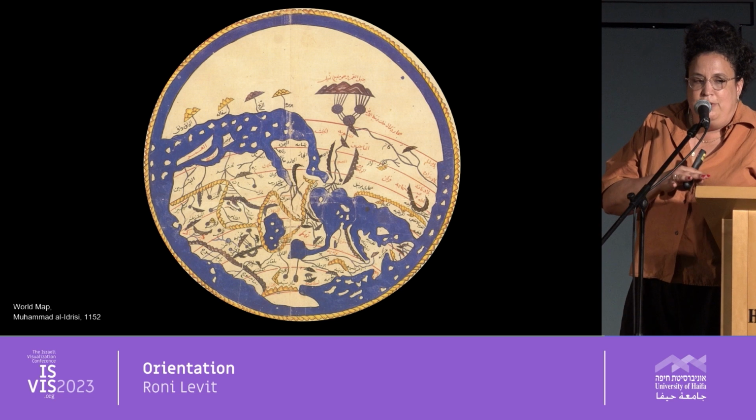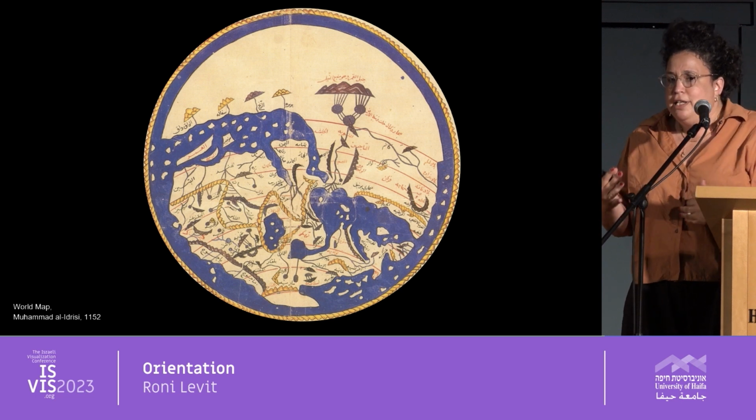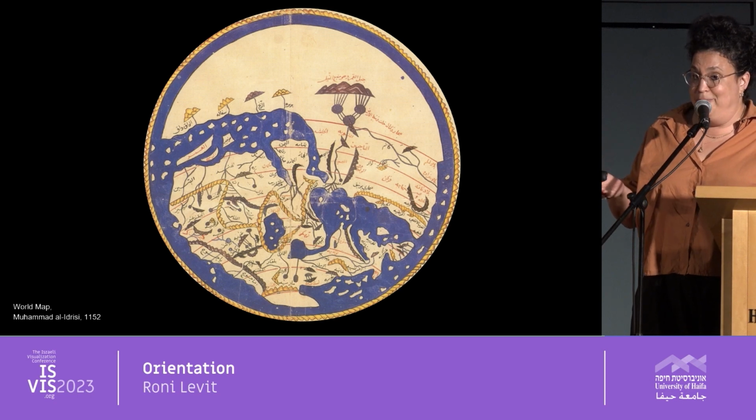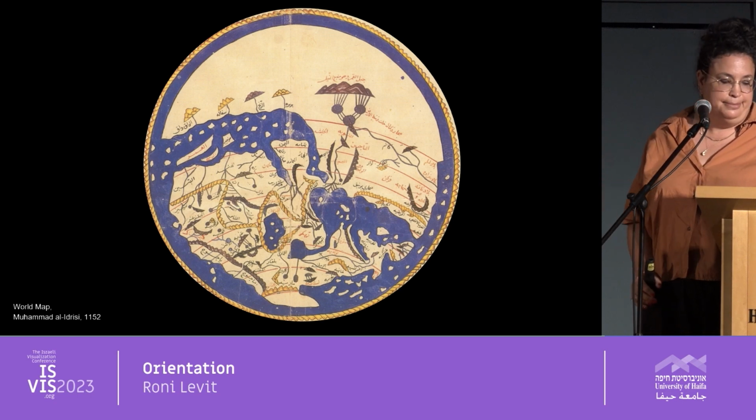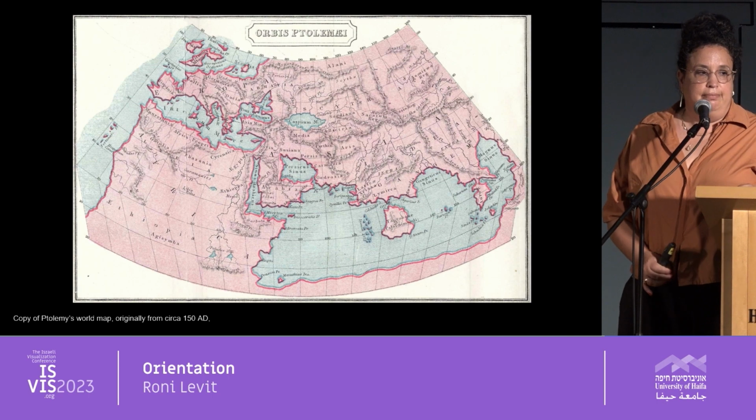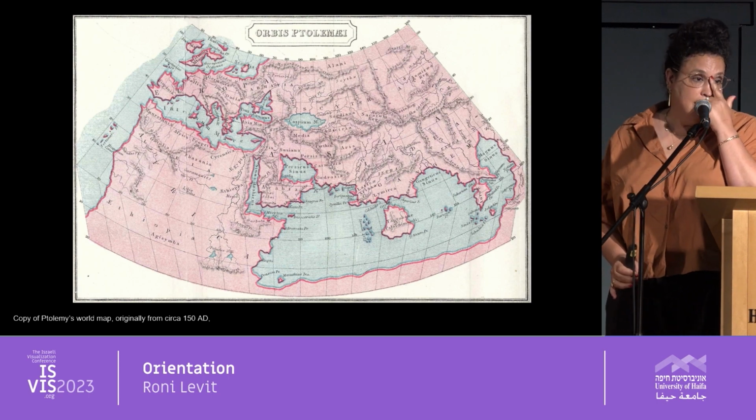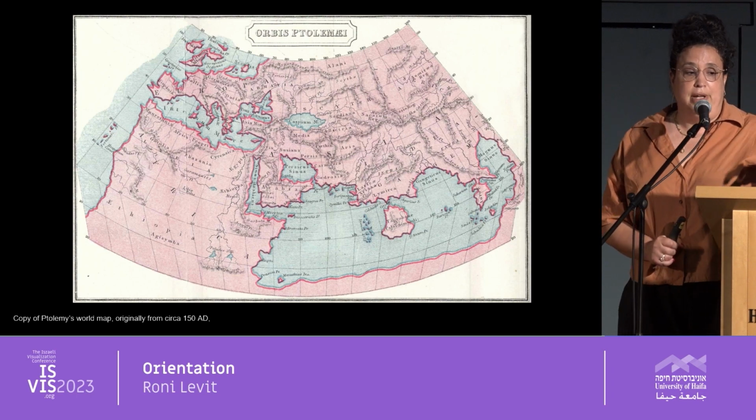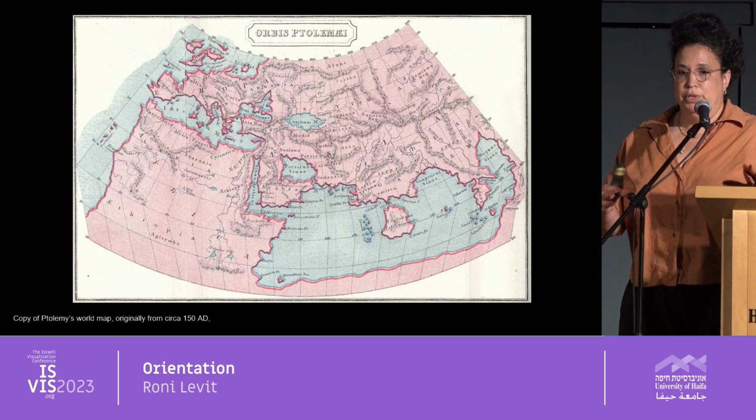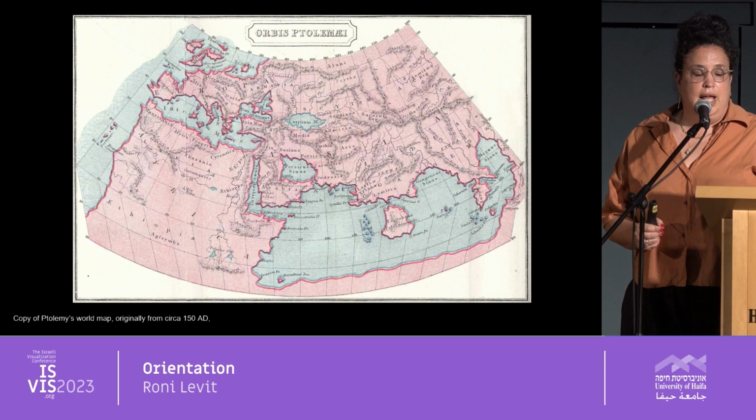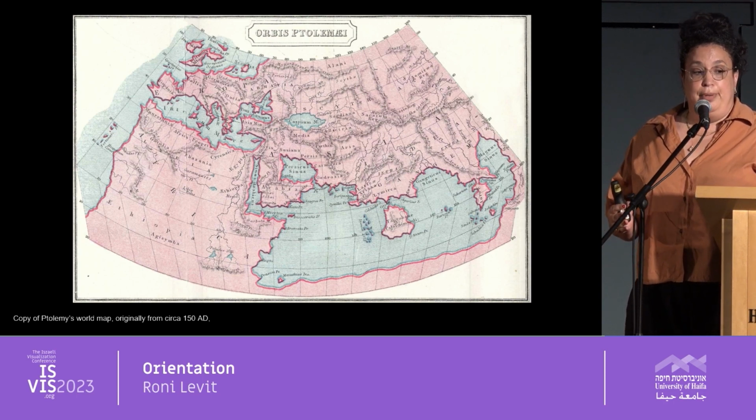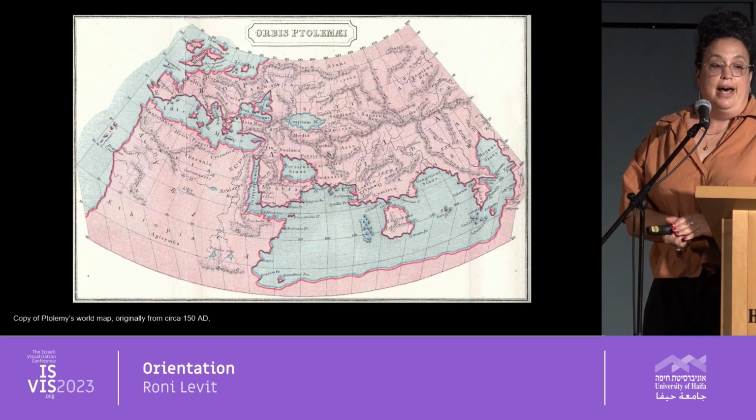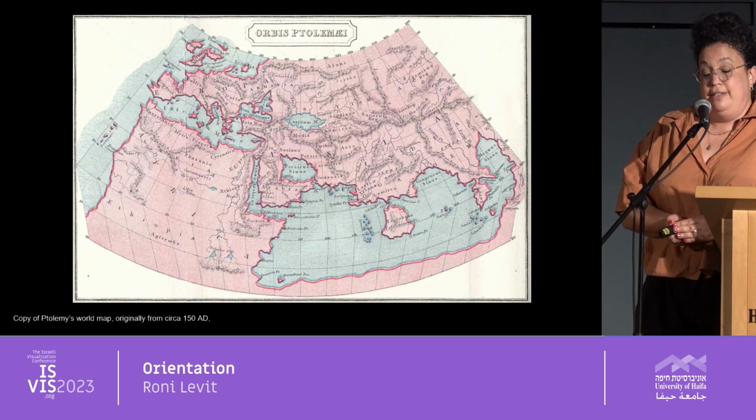So if Muslims were facing their maps to the south and Jews and Christians were facing their maps to the east, why did we wind up facing ours to the north? Well, this has to do with this cartographer who's called Ptolemy. This is a reproduction of the original map, where you can't see it clearly, so I put this one. He made this map and it's facing north.